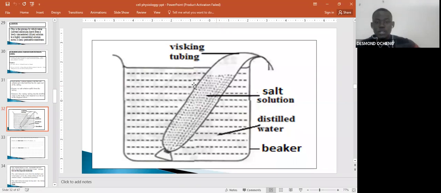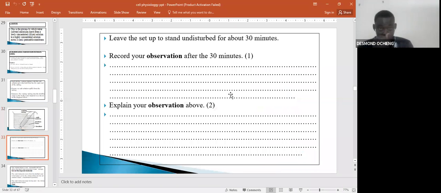So this is what we have: the visking tubing in distilled water. Distilled water is water which is pure water without any kind of solute in it. So distilled water is filled inside the beaker, and now you can see what we have here. The visking tubing is already here with us. Now we would expect you to record your observations after 30 minutes.